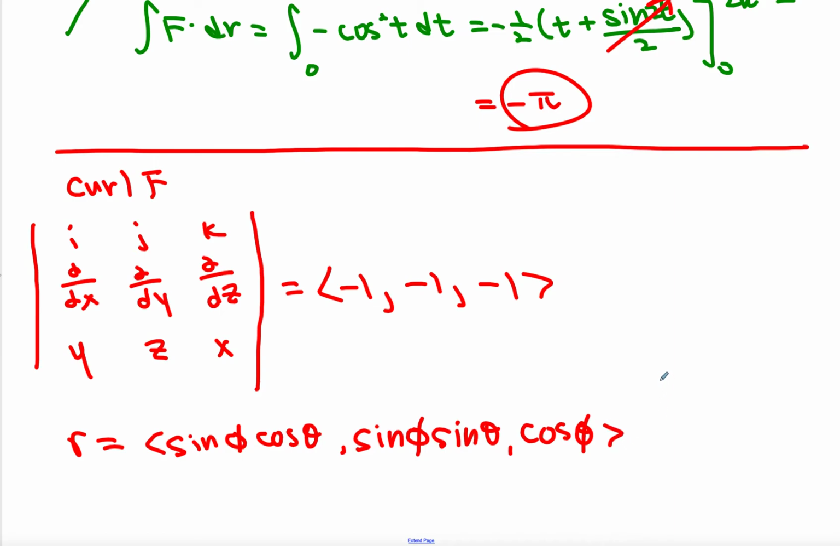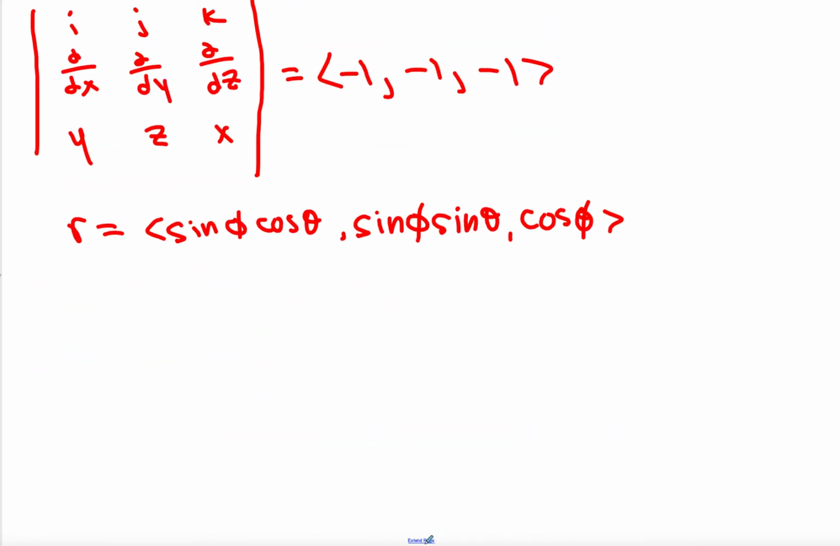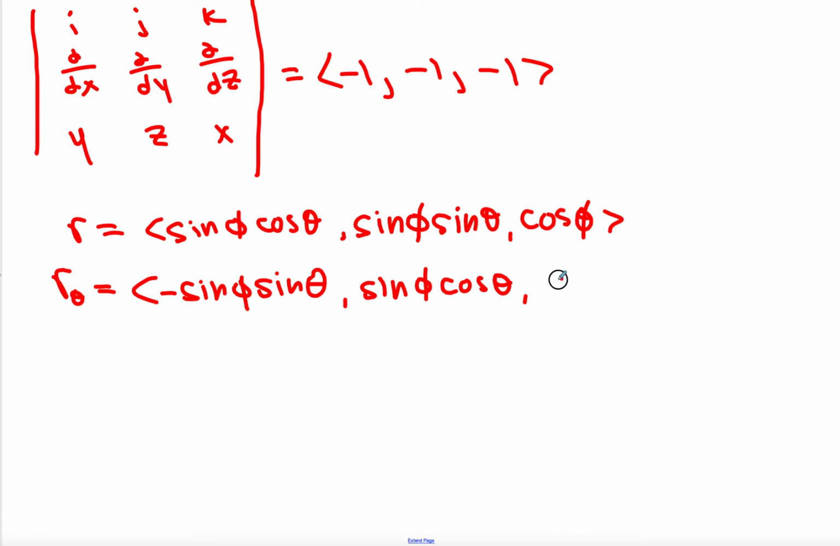That's what I'm getting. So then, in this case, I need to figure out what would happen if I were to cross them. So in other words, r sub theta: what I end up getting is negative sine phi sine theta, the second one is sine phi cosine theta, and then 0.